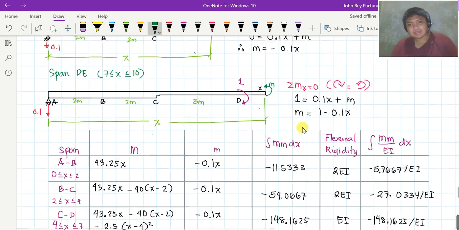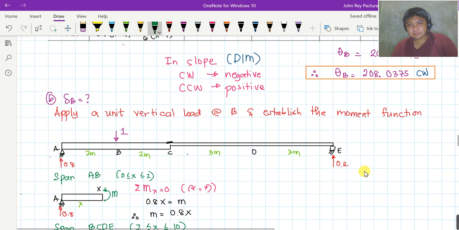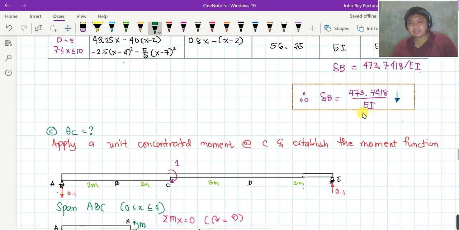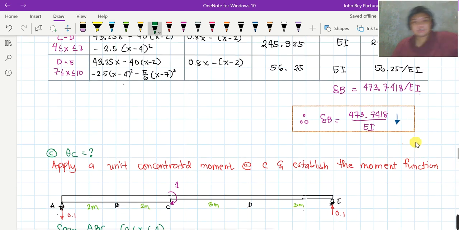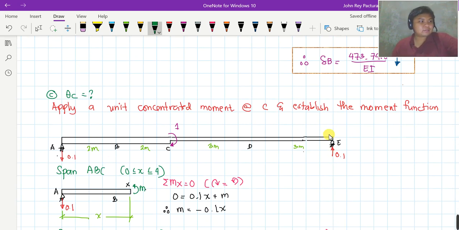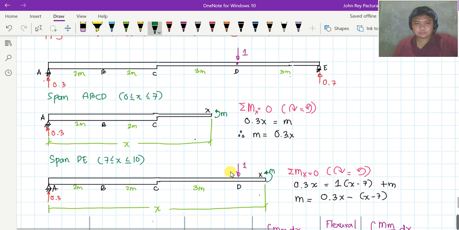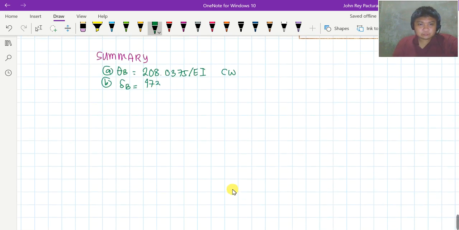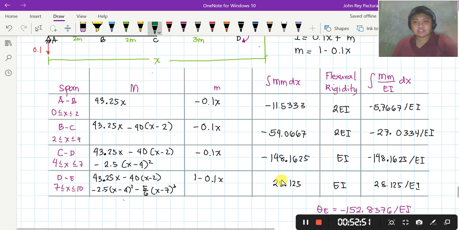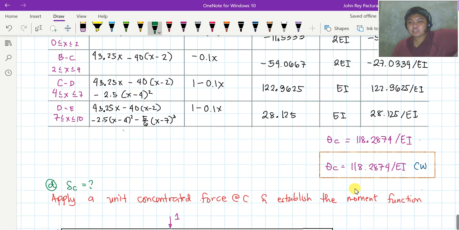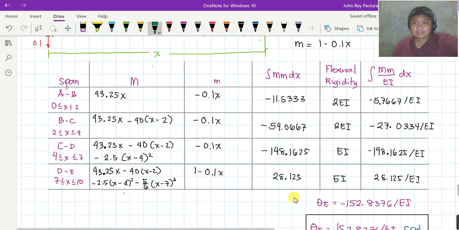So, ilan ba siya? Taas lang natin ito. Tiyagaan lang natin ito, class. So, parang lumampas. Ito siya. 473.7418 over EI. Again, 473.7418. Sulat na natin siya. And that is downward, right? Lagay mo yung direction. For letter C, ang tinatanong is the slope at C, and yung numerical value na nahanap natin doon, class, ay nandito siya. That is 118.2874, no? 118.2874 over EI. And that is clockwise, sorry.